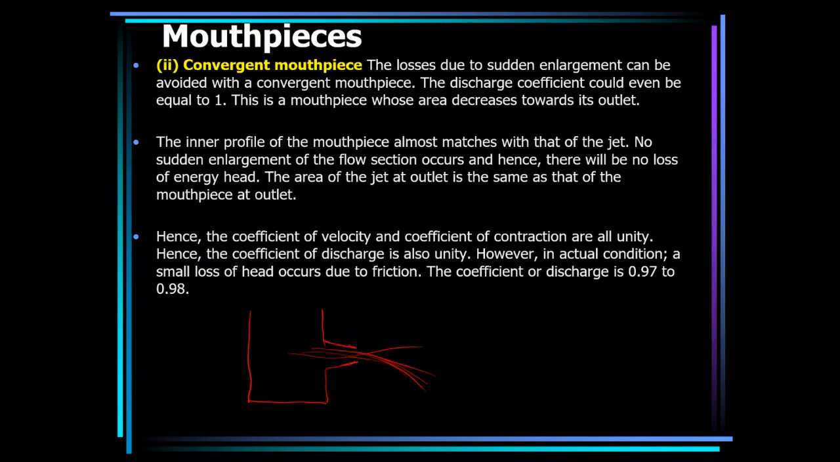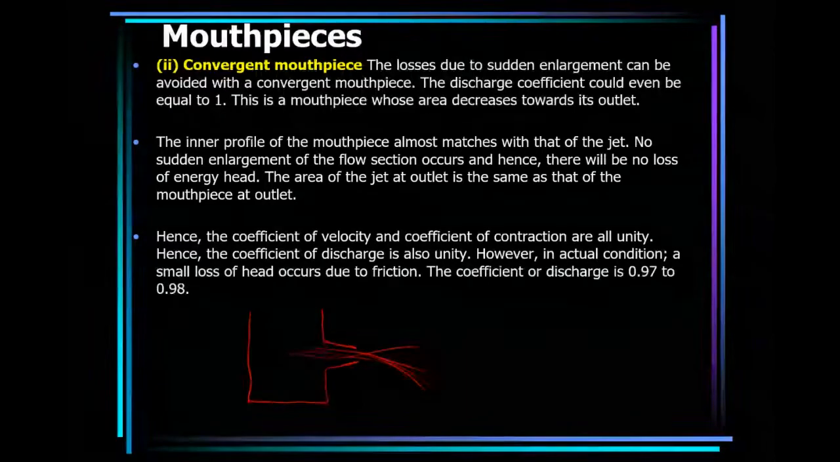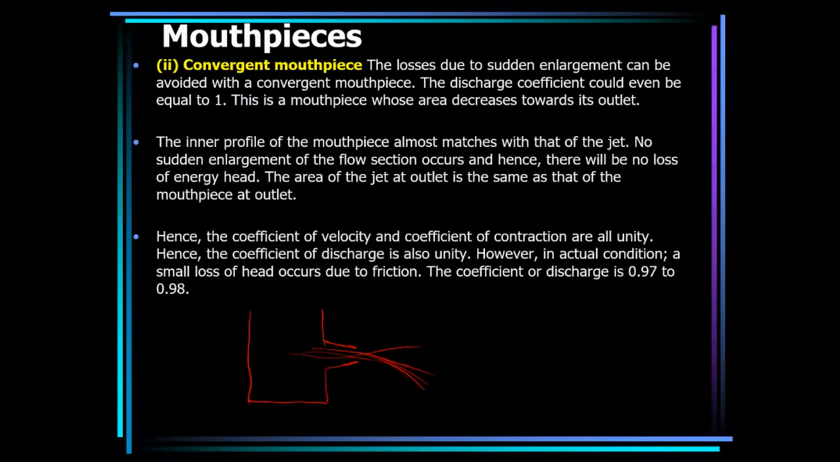So the losses due to sudden enlargement can be avoided because when you have sudden enlargement, we will look at the other one, divergent and convergent mouthpiece, okay? When you have sudden enlargement, you have huge losses as a result of sudden enlargement. Okay, so these losses can be avoided with a convergent mouthpiece. The discharge coefficient could even be equal to 1, depending on how it is tapered. Okay, the discharge coefficient, which is CD, could even be equal to 1.